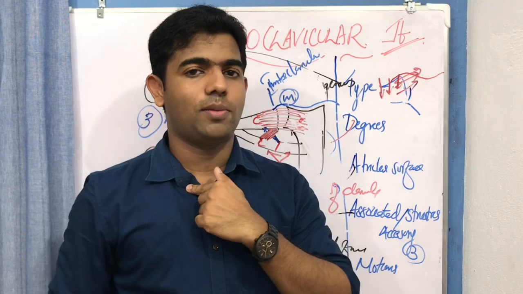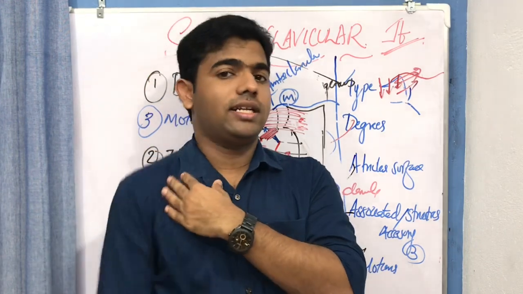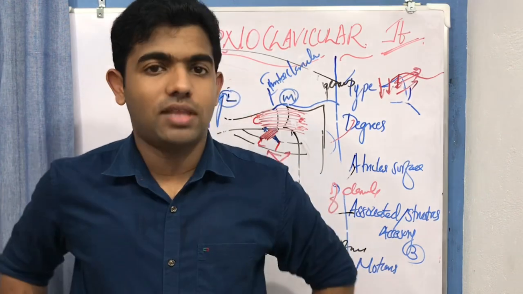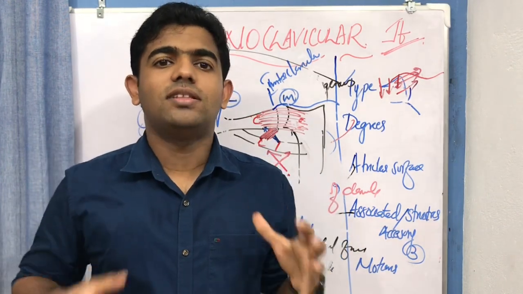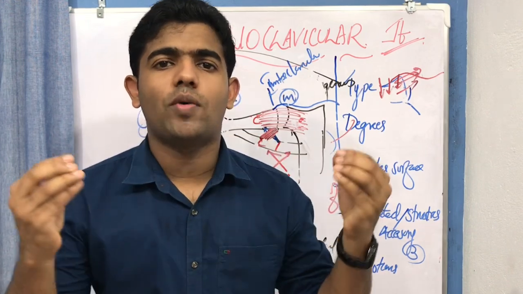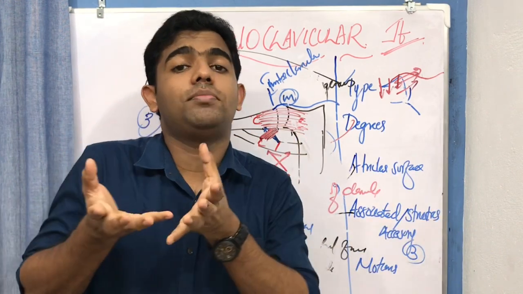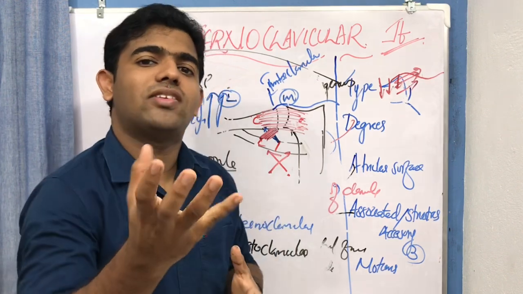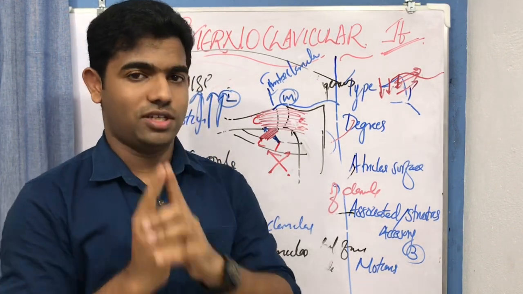The medial end is not the problem. The medial end is a little more stable. The lateral end is the mobile one. So here it will prevent the excessive depression of the lateral end of the clavicle, and will thus enable the protection of various neurovascular structures which are passing beneath the clavicle and the first rib, right? Which are passing beneath the clavicle. So that is an important function.